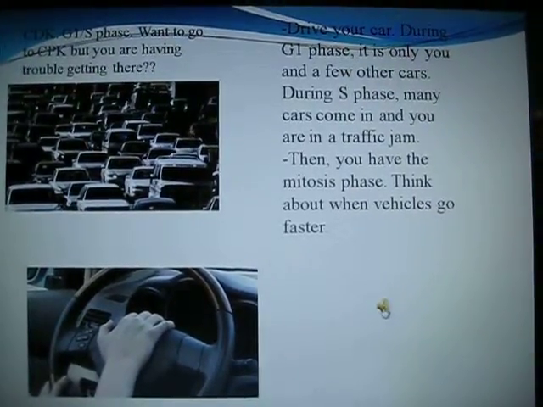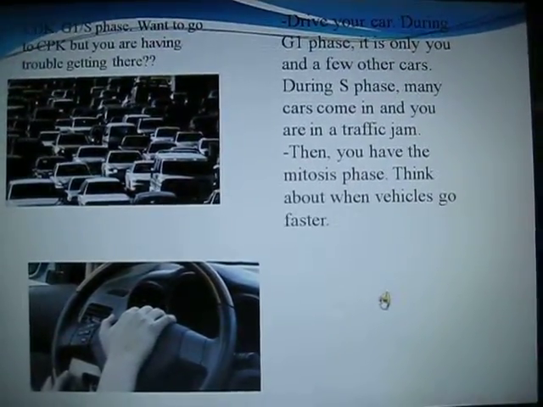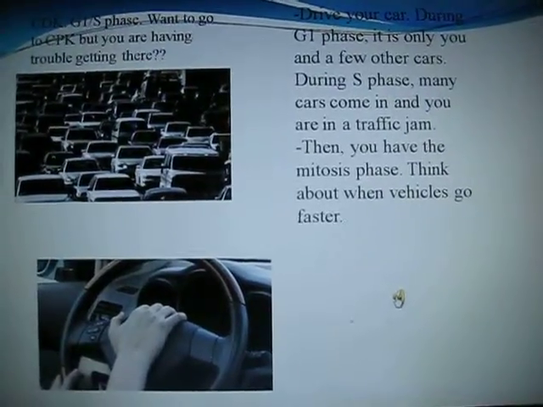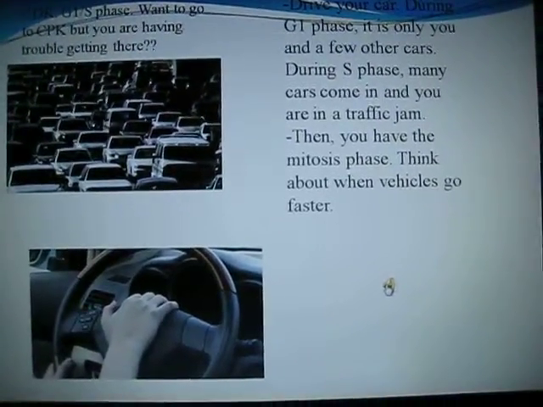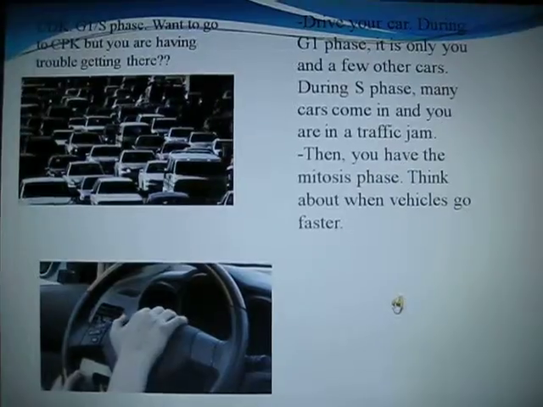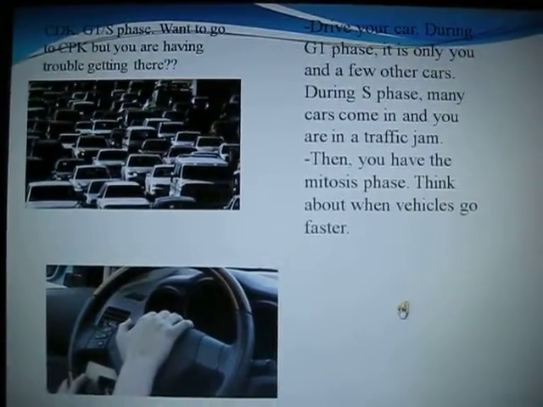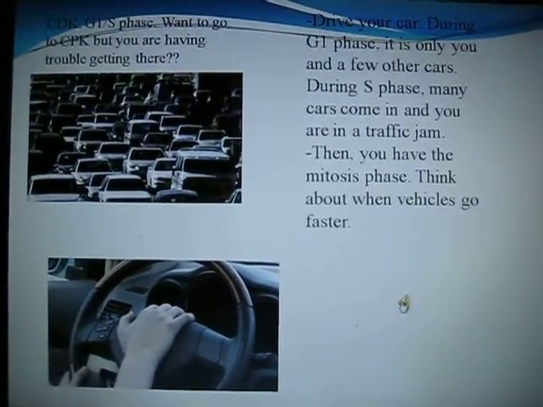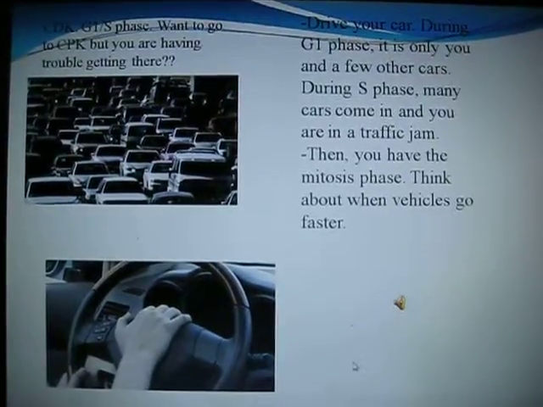However, during the S phase, there are going to be too many cars that come in, and therefore you're in a traffic jam. And then mitosis, you think about when vehicles go faster. Move it, people!